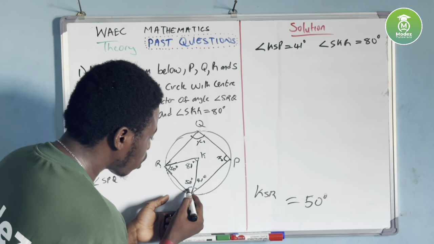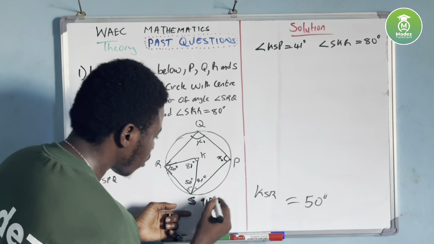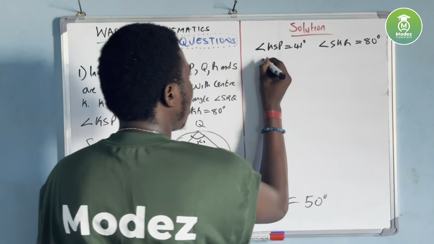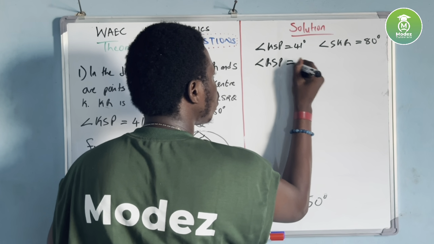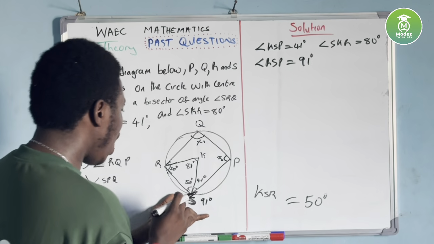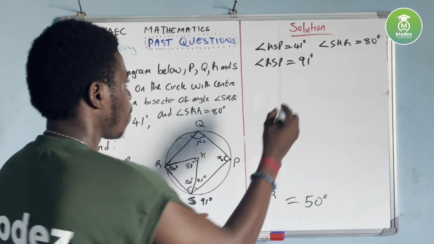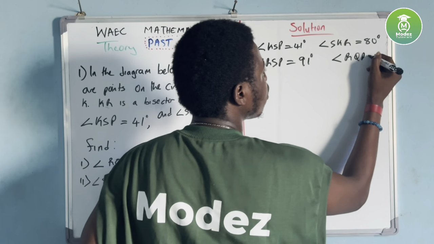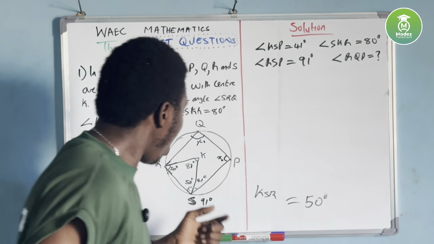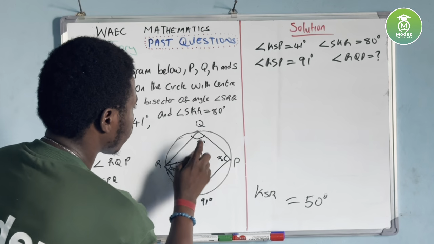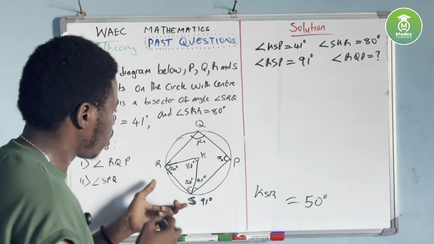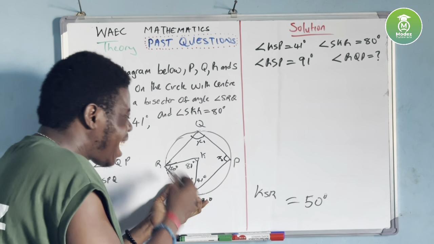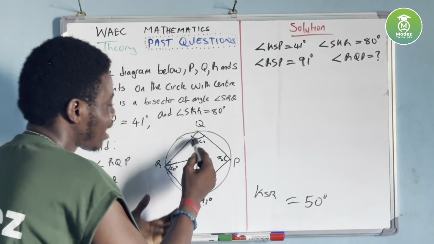Now, there is something here that you can easily spot. The total angle here is what? Is 91 degrees, right? The total angle here, that's RSP. So, angle RSP is equal to what? 91 degrees. Now, in order for you to get RQP, RQP will be what? Now, RQP will be what? Sum of angles in a cyclic quadrilateral.